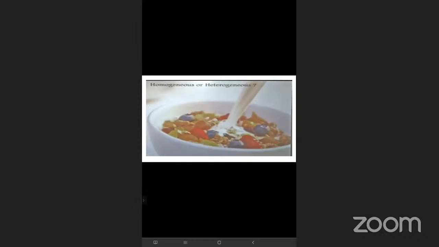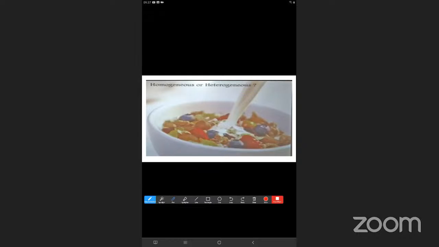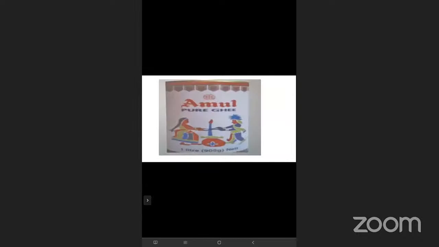So here we have a cereal bowl. Is this homogeneous or heterogeneous? To prepare this, we need nuts, cornflakes, milk, and some dry fruits. We mix all these in different proportions. We will not take fixed proportions to prepare this, right? So this is heterogeneous, not homogeneous, because the ratio is not fixed to prepare this.